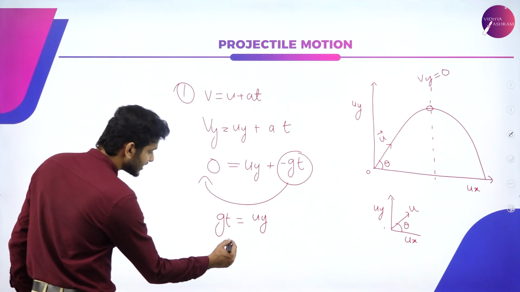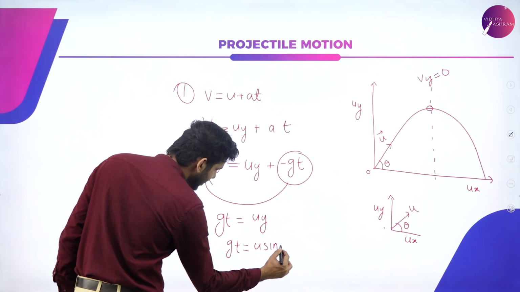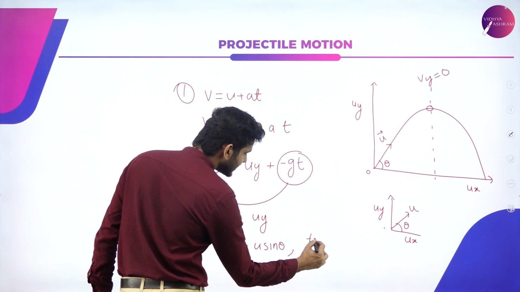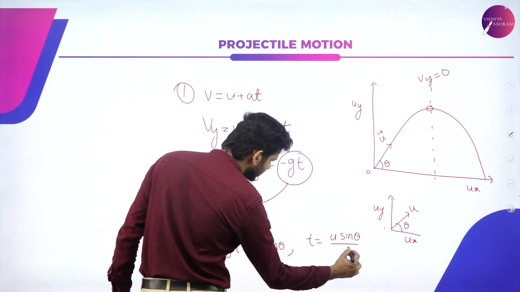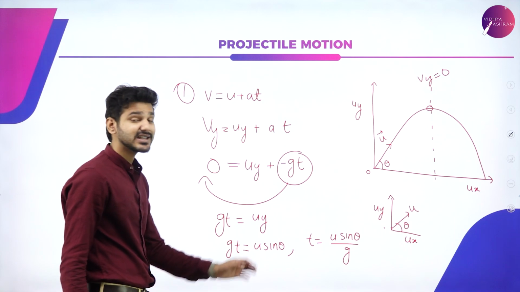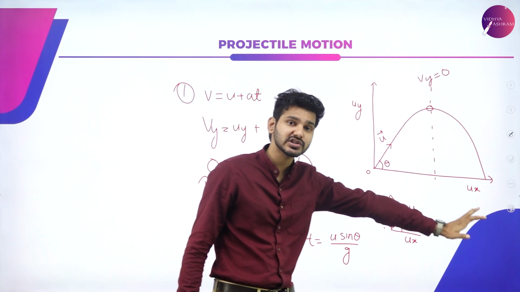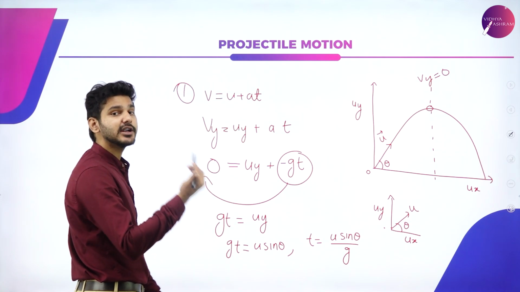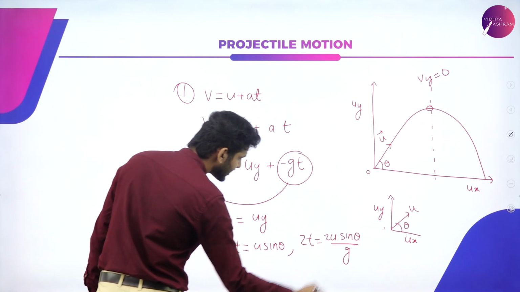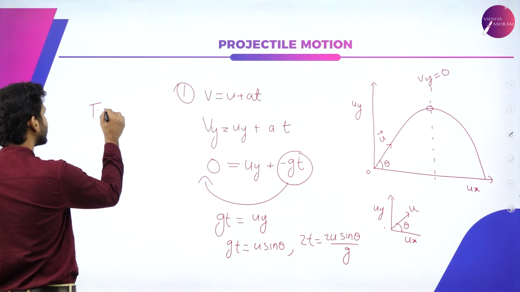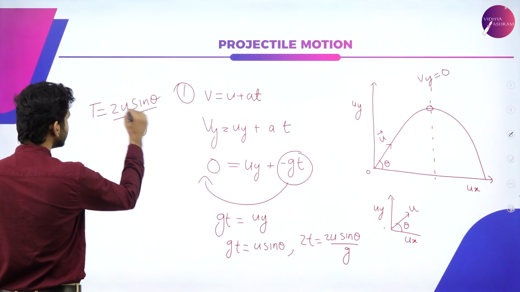So we can say that gt will be equal to u sine theta, or simply t is equal to u sine theta divided by g. Now again, this was the time taken for this object to reach the halfway point. In order to complete the whole journey, we are going to multiply it by 2 because it takes twice as much time. So we multiply it by 2 and we get the equation for time of flight, which is 2u sine theta divided by g.